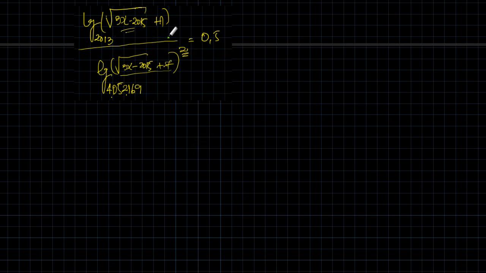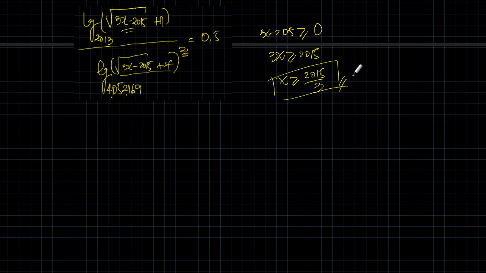What we're going to do first to solve this problem is take 3x minus 2015 greater than or equal to 0, right? So 3x is going to be greater than or equal to 2015, and x has to be greater than or equal to 2015 over 3, right? Given this condition, now we can solve our problem.